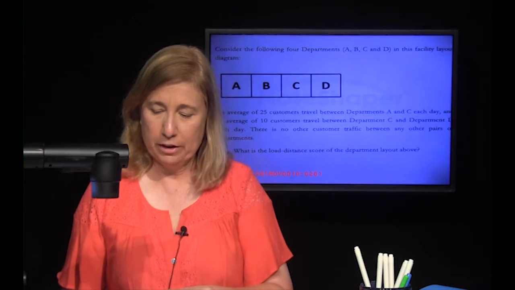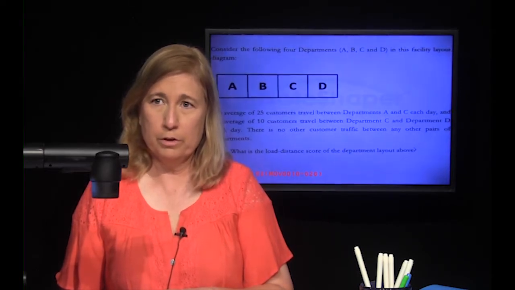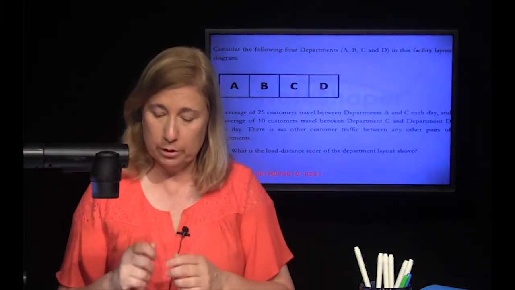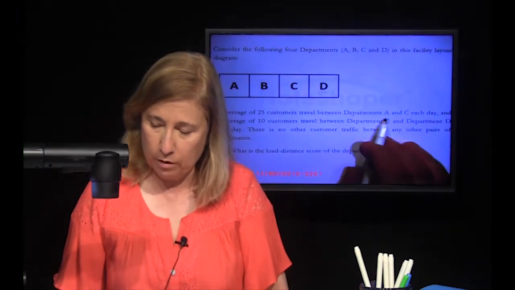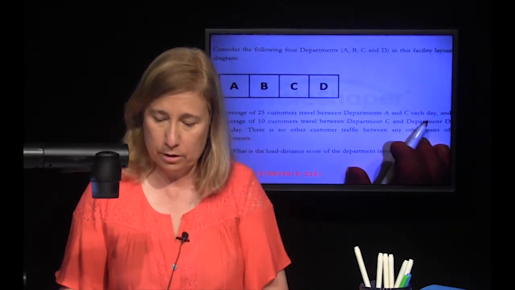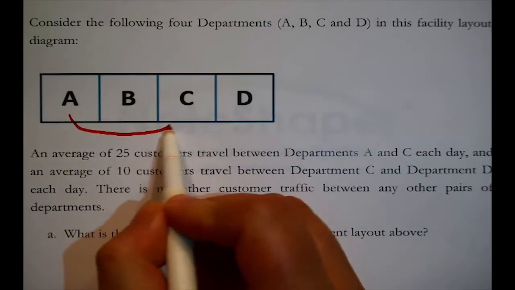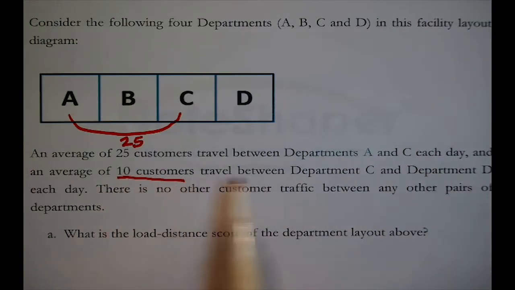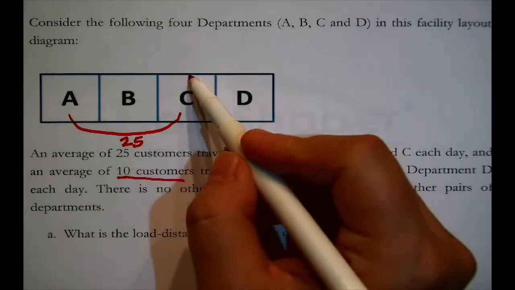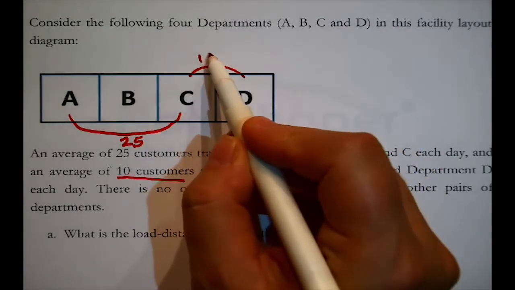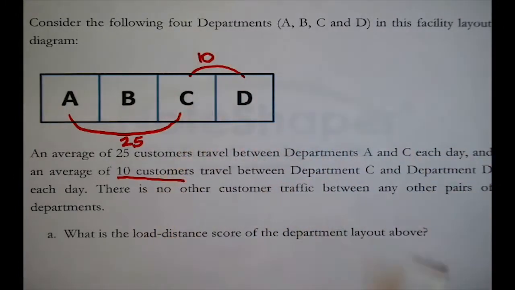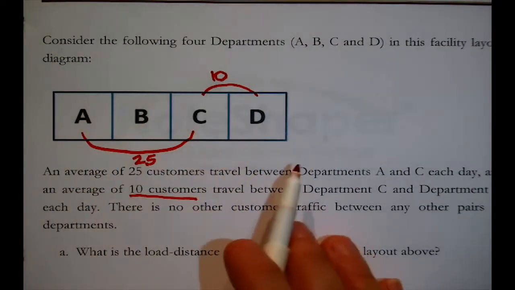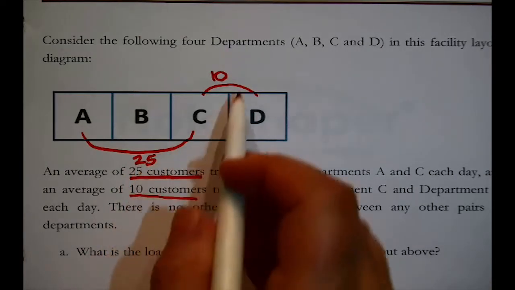Here's the facility layout. Consider the following 4 departments in this facility layout diagram: A, B, C, and D. Okay, one big long building. An average of 25 customers travel between departments A and C each day. So from here to here every day, 25 trips. An average of 10 customers travel between departments C and D. So from here to here, that would be 10 trips. There's no other customer traffic between any of these departments. All right, so we accounted for the 25, accounted for the 10.